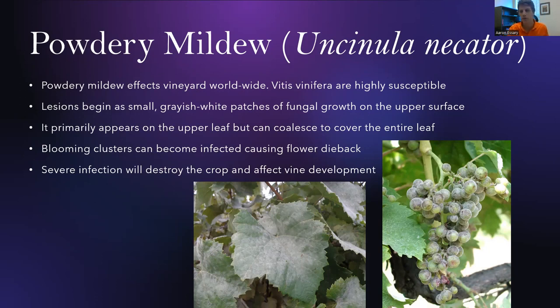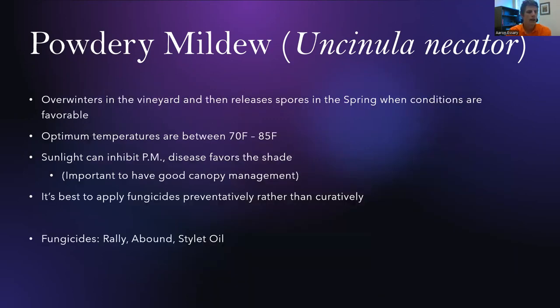So spray for powdery mildew. I see it every year. Powdery mildew will overwinter in the vineyard and then release its spores in the spring. Again, nothing new there. Optimum temperatures are between 70 and 85, so it's a warmer season disease. Sunlight can inhibit powdery mildew, or PM. The disease favors the shade.